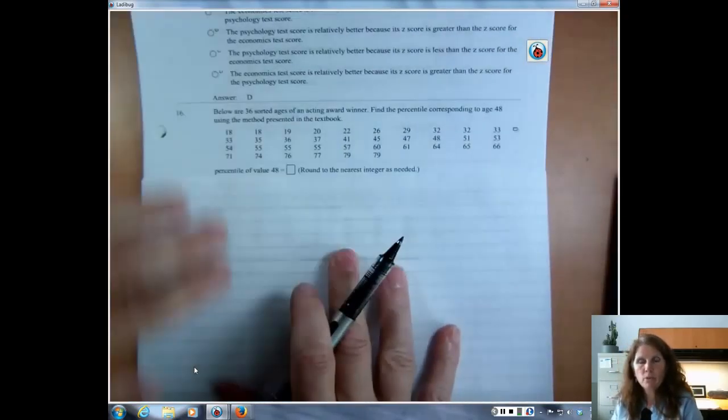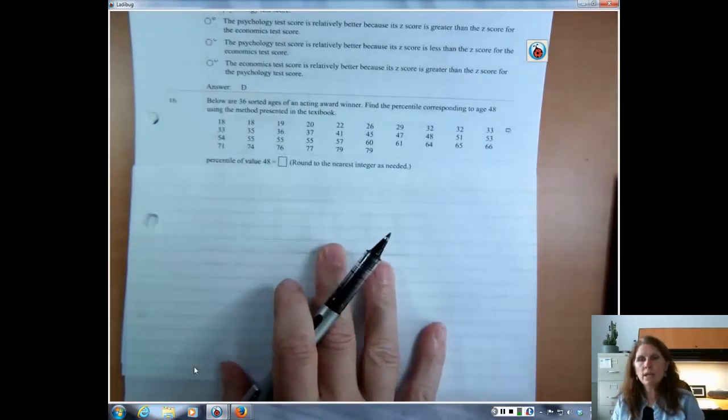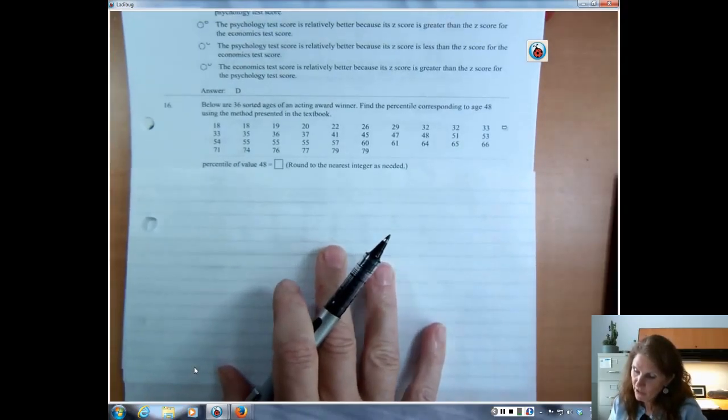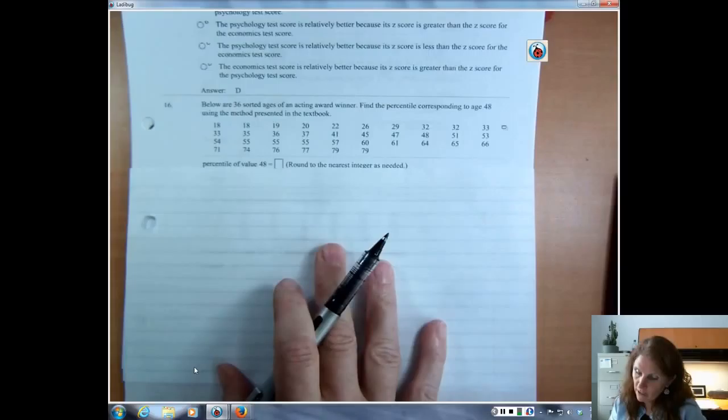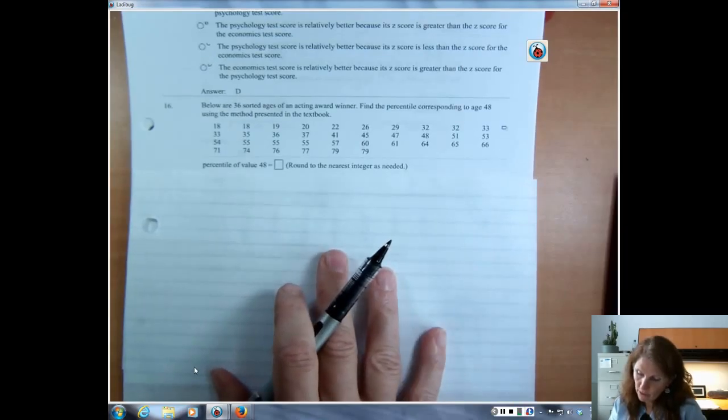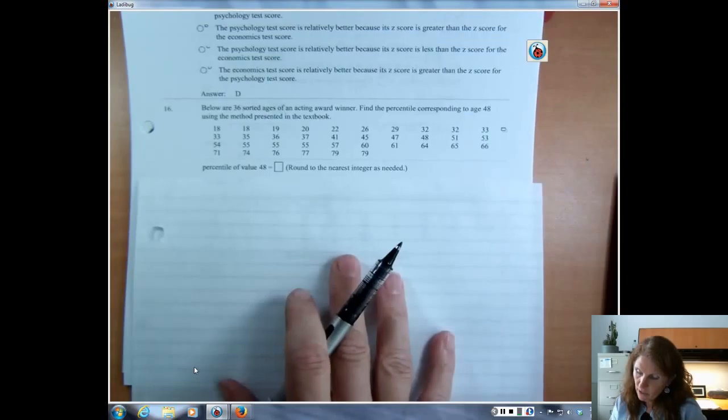Okay, number 16. Below are 36 sorted ages of an award-winning acting award winner. Okay, that didn't make sense to me for a second. I'm really out of it. Find the percentile corresponding to age 48 using the method presented in the textbook. So we want a percentile of 48. Round to the nearest integer as needed. So that's going to require a lot of entering stuff into your calculator. Not that sweet, but we'll go back and do it over here.